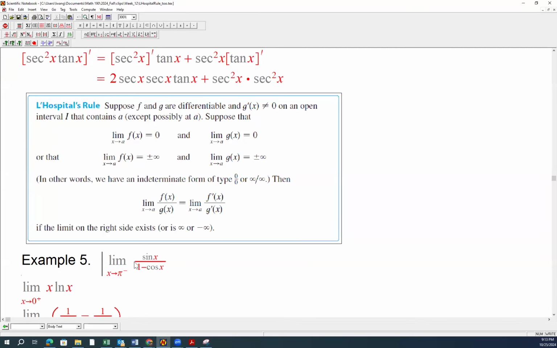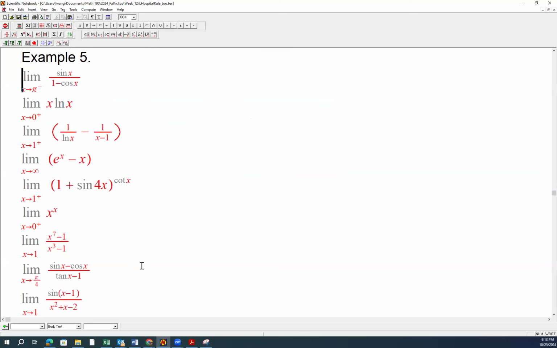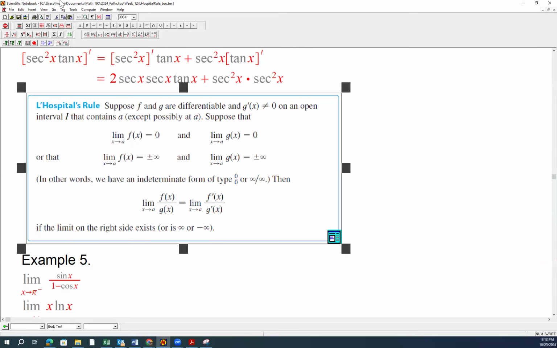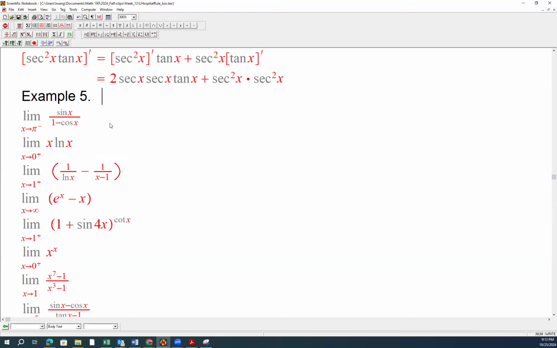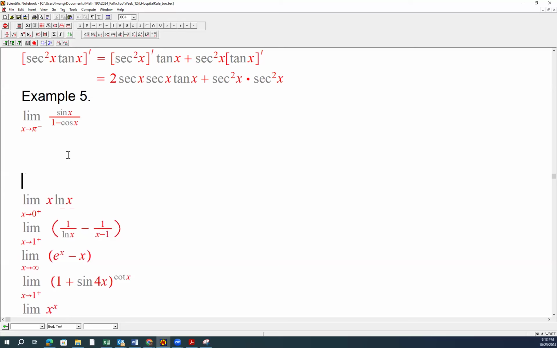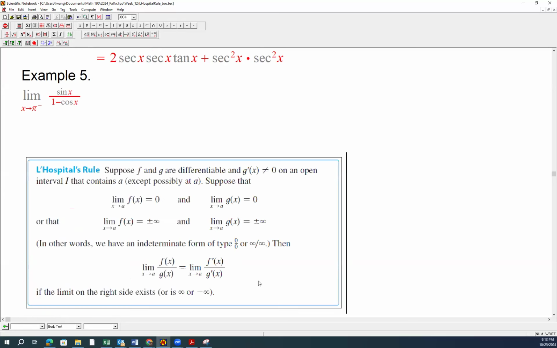Example number 5 here. And there's a possibility we might be using L'Hopital rule, right? We are in the section of studying L'Hopital rule after all, so we're going to put it here. And feel free to use our scratch paper.